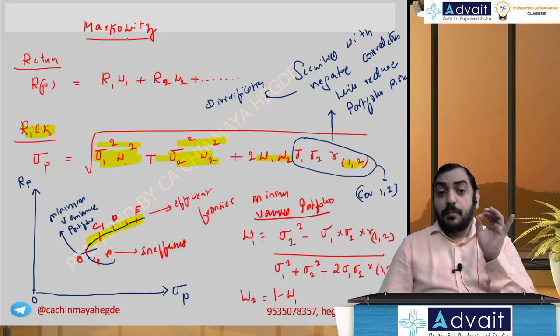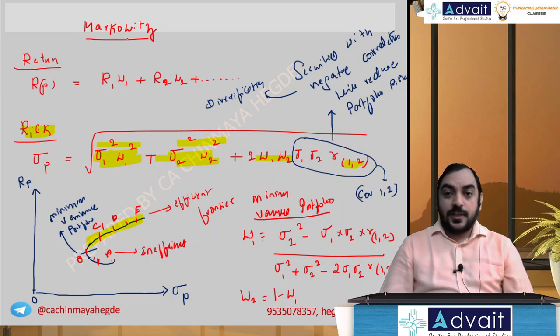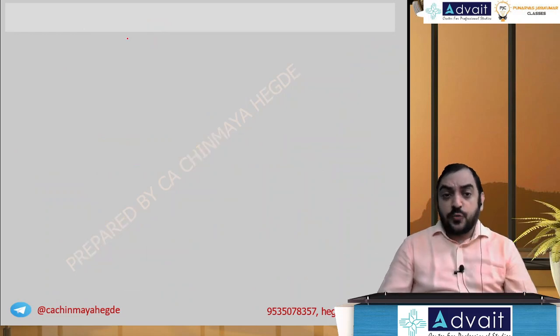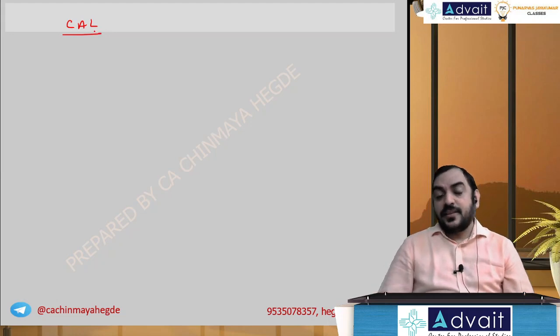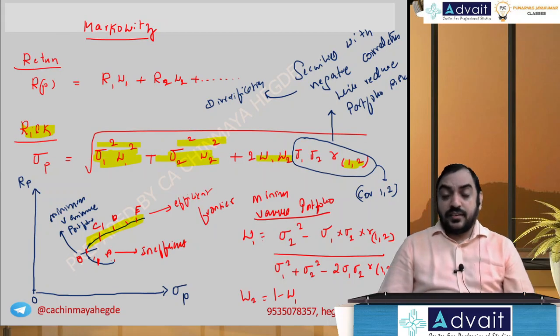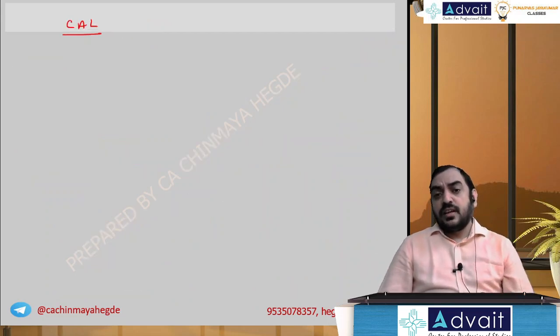That is, Markowitz did not consider risk-free security. Even for zero risk, you can expect some return. That point was not explained by Markowitz, which is what is explained in the capital allocation line. So basically, Markowitz's student Sharpe has come up with the capital allocation line.